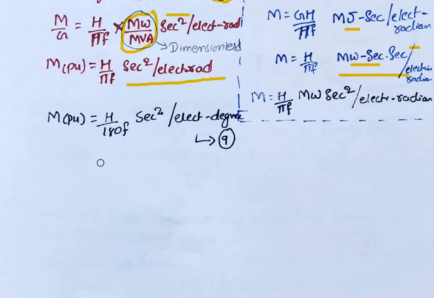So M per unit equals H by 180 F second squared per electrical degree. That is your equation number 9.